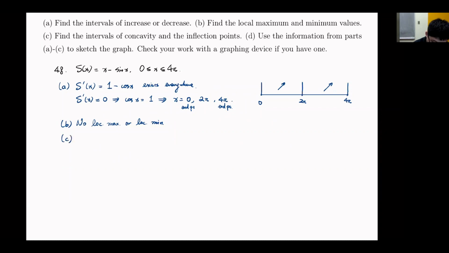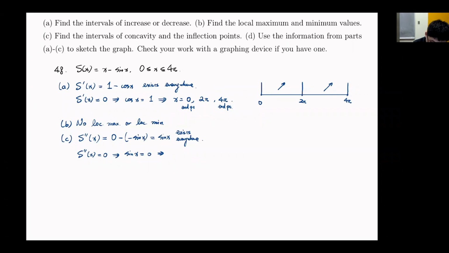So for part C, we need the second derivative, but this is extremely easy. The derivative of 1 minus cosine of x will simply be 0 minus negative sine of x. So the answer will be sine of x. So this guy exists everywhere. So all we need to care about is where it takes 0. So s double prime of x equals 0. So this means sine of x equals 0.